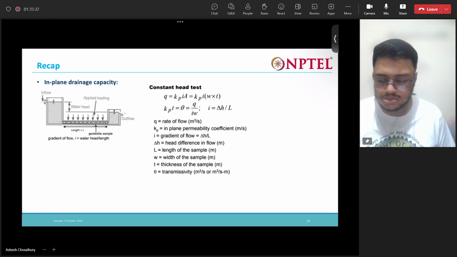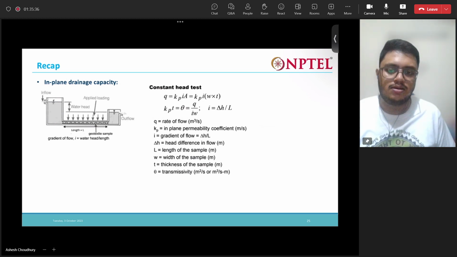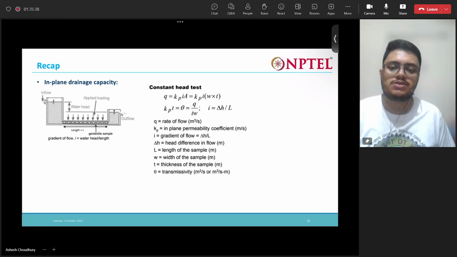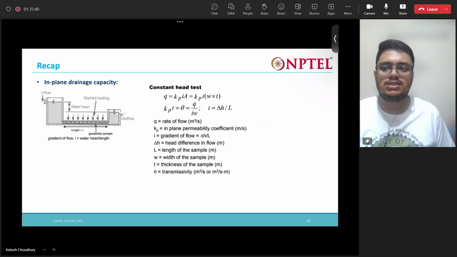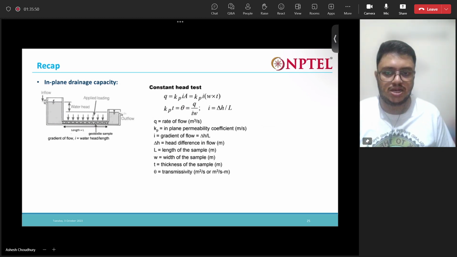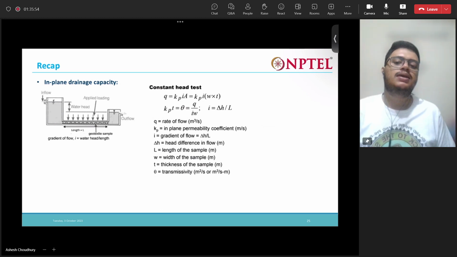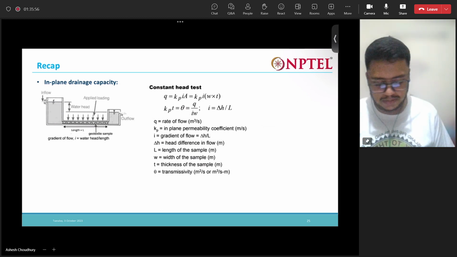So kp into t is actually nothing but the transmissivity, which is denoted as theta. This is equal to q by i W, where W is the width of the geotextile, the width of the sample. So this is how we do the test and determine the transmissivity of the geotextile. Fine.